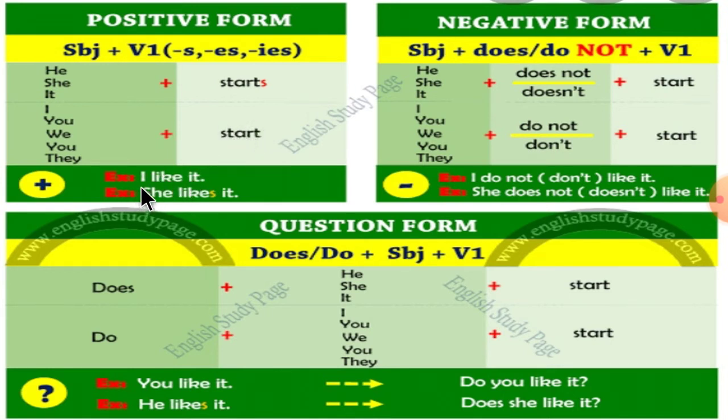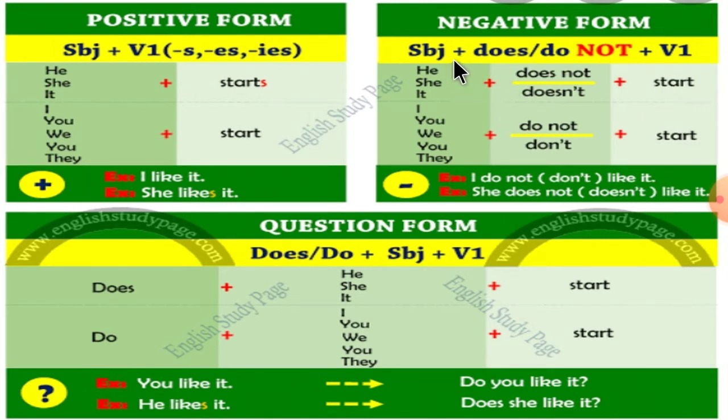Let me show you an example. I like it. She likes it. So here you can see the difference. When I make a sentence with she, then I have to add s. Right?